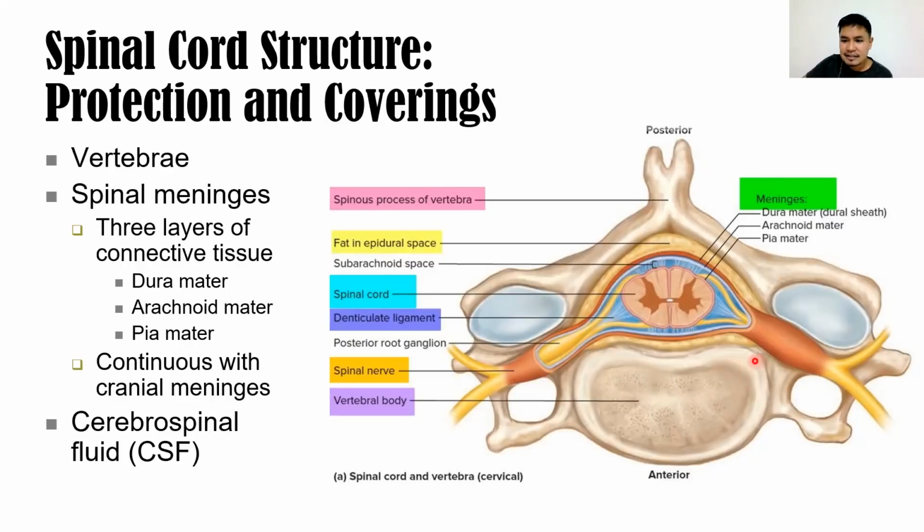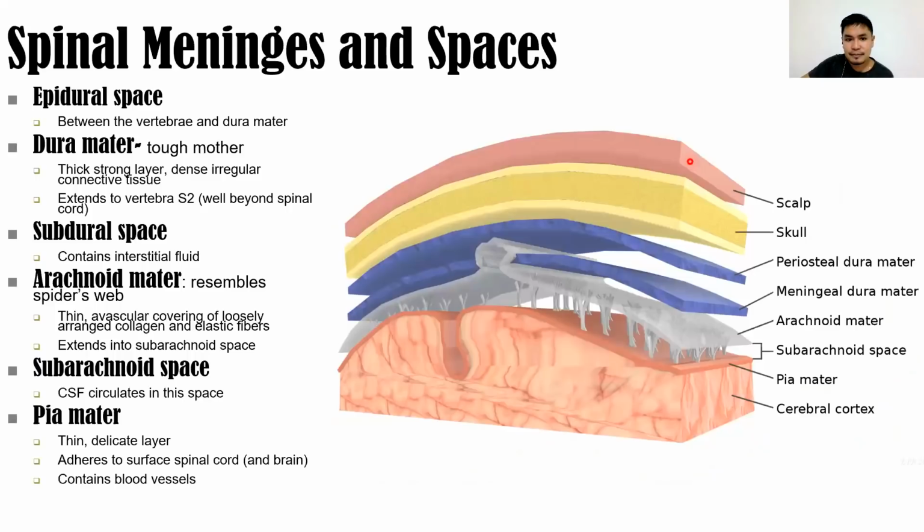Review: the vertebral body corresponds to the anterior part of the vertebra. The spinous process corresponds to the posterior part. Let's talk about the different meninges and the spaces. Epidural space. Epi means above. So it's between the vertebrae and the dura mater.